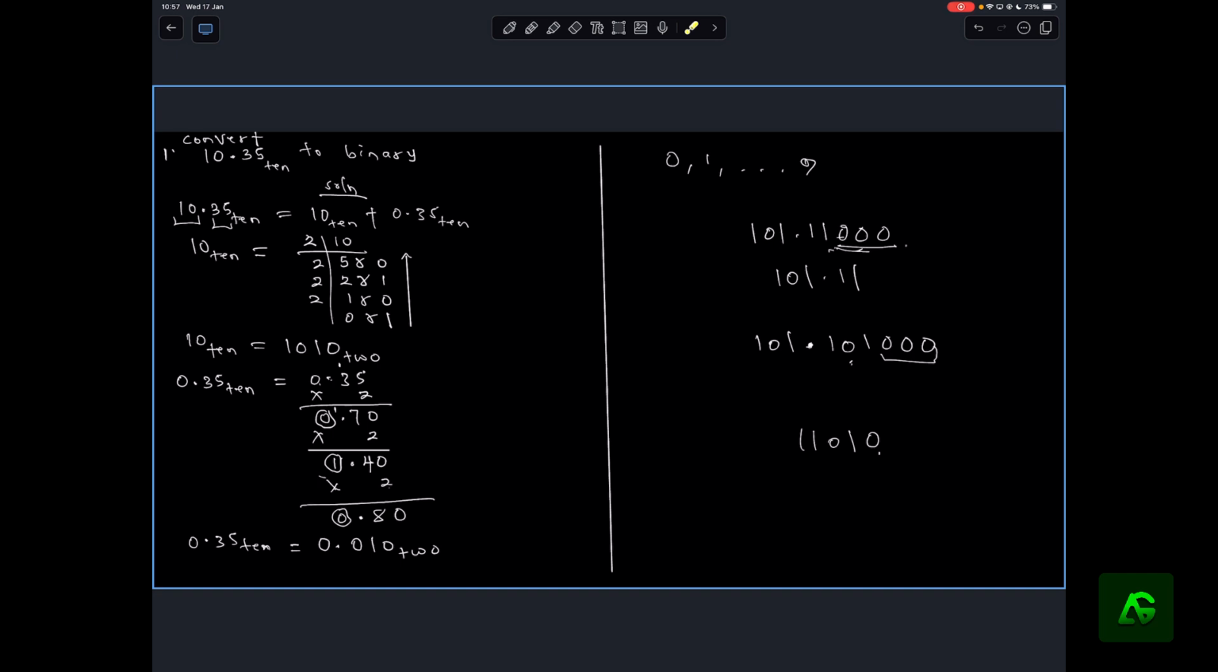Okay, let me use this one as an example. Let's say we have 3/4, right? So this 3/4, the answer is 0.75. How come? So we are using this approach, long division, right?